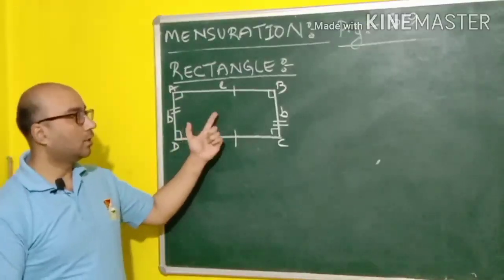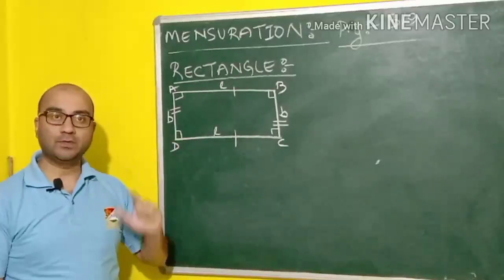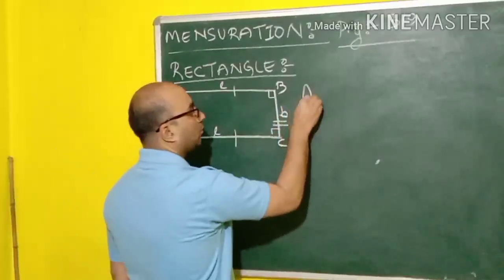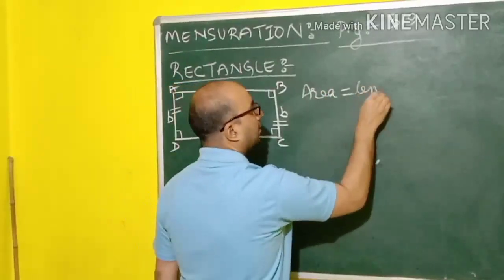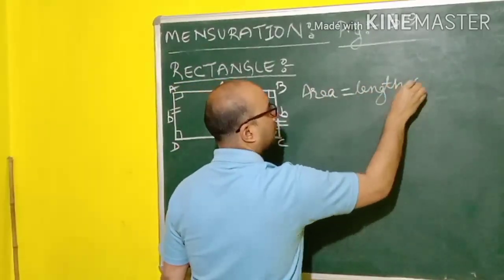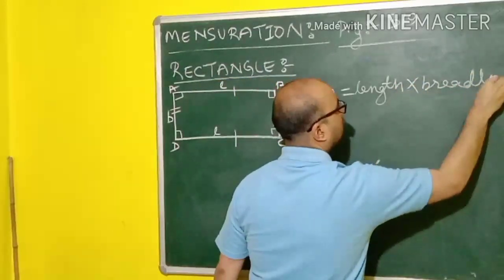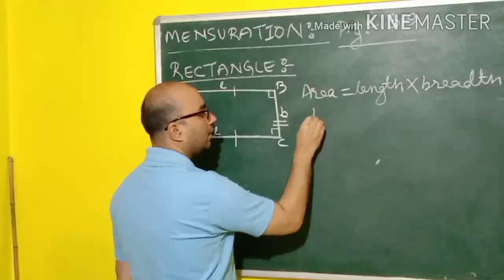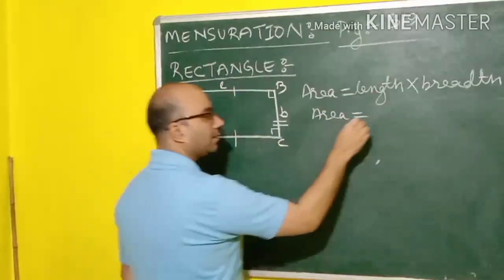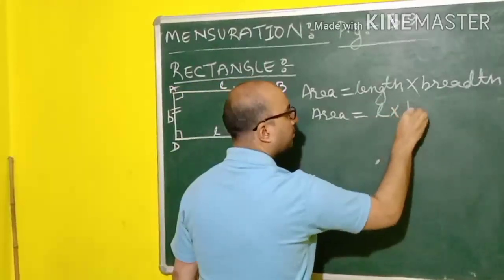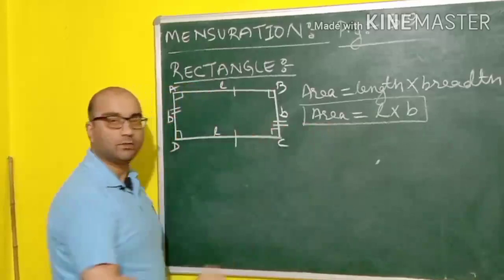Now let us see the formula that gives us the area of the rectangle and the perimeter of the rectangle. The area of the rectangle is given by the length of the rectangle multiplied by its breadth. So area is equal to length into breadth. In this case, what is our length? Small l, and what is our breadth? Small b. So area is equal to length into breadth.